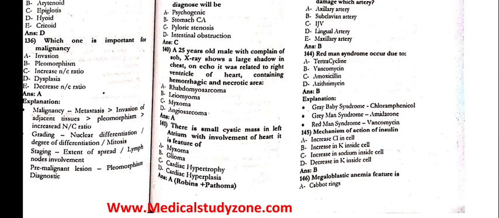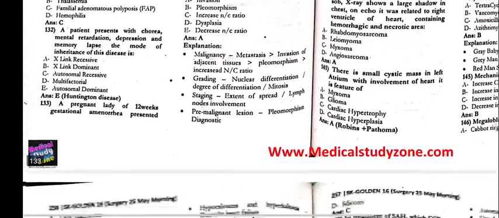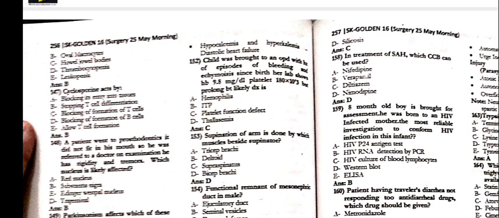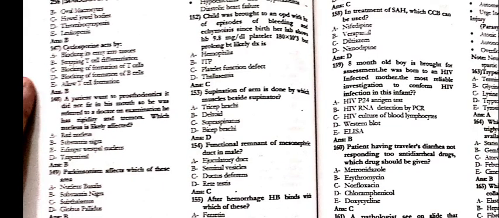144, Redman syndrome is definitely the vancomycin. 145, the mechanism of action of the insulin is the increase in the potassium inside the cells. Megaloblastic anemia feature is beta, that is oval macrocytes. Next, 147, cyclosporine act by stopping T cell differentiation.